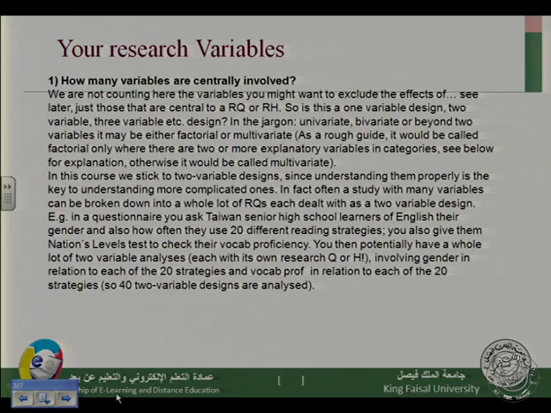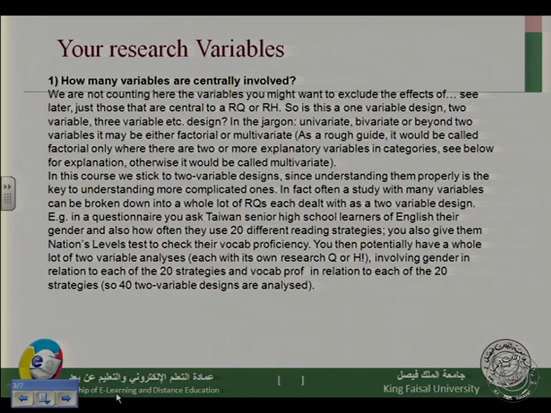A two variable design is like when I said age and attitudes. This is two variable design. You want just to see the effects of age on attitudes. A three variable design, you have age, gender affecting attitudes, or age affecting attitudes and beliefs, for example. So you have three variables, and it's called three variable designs.